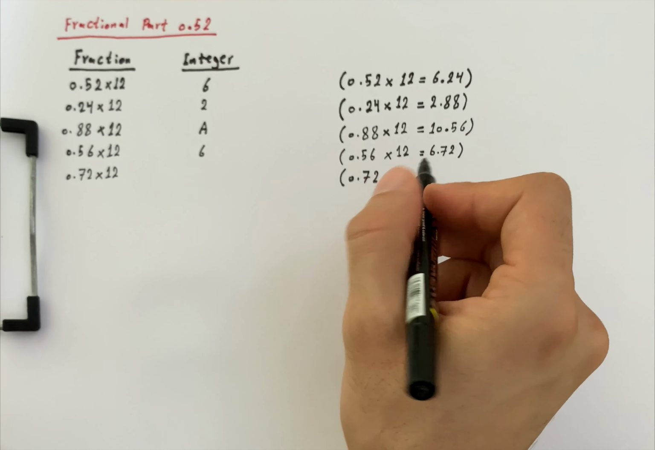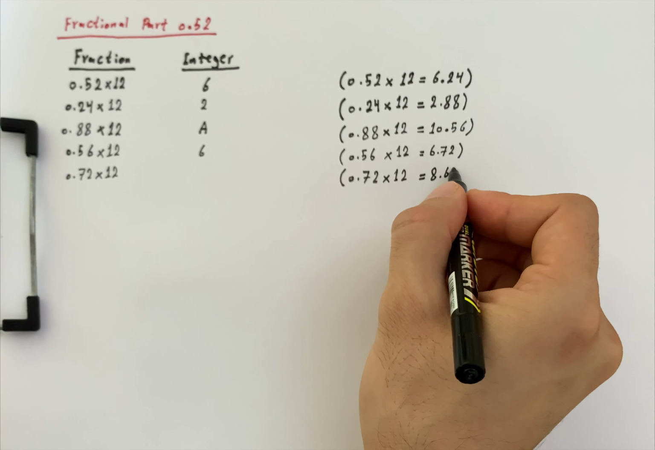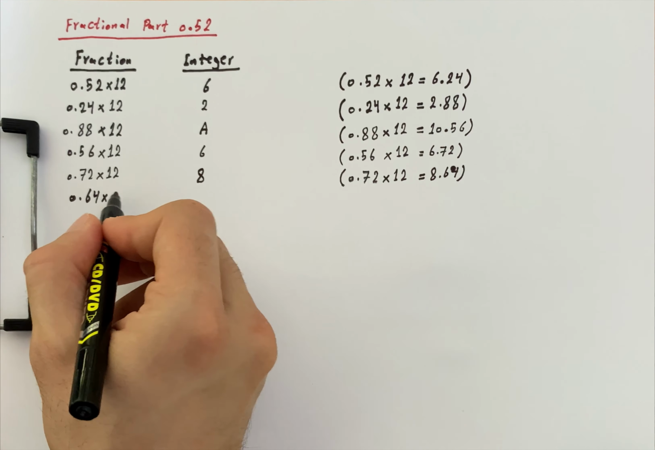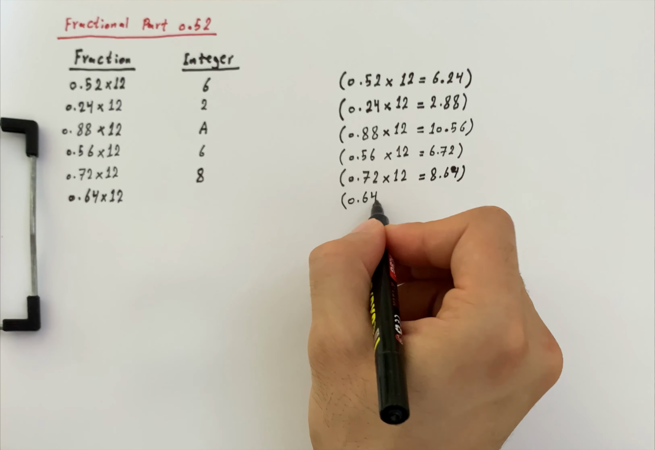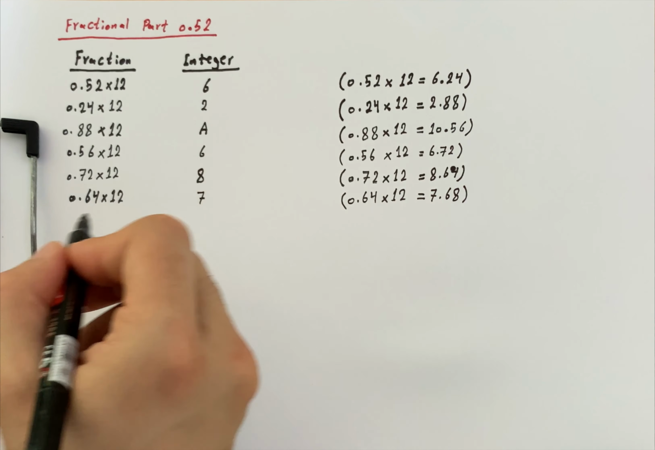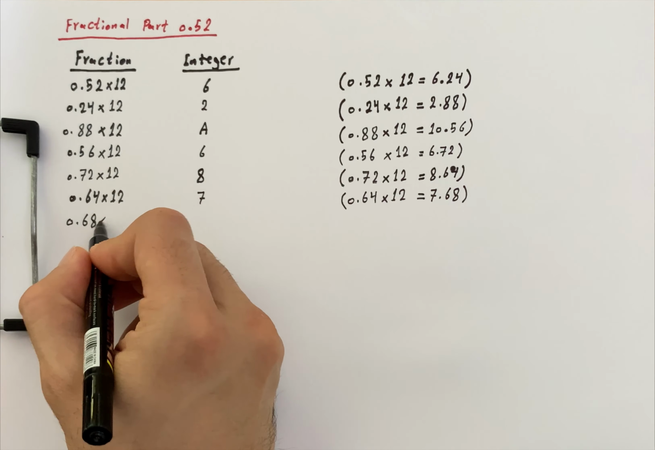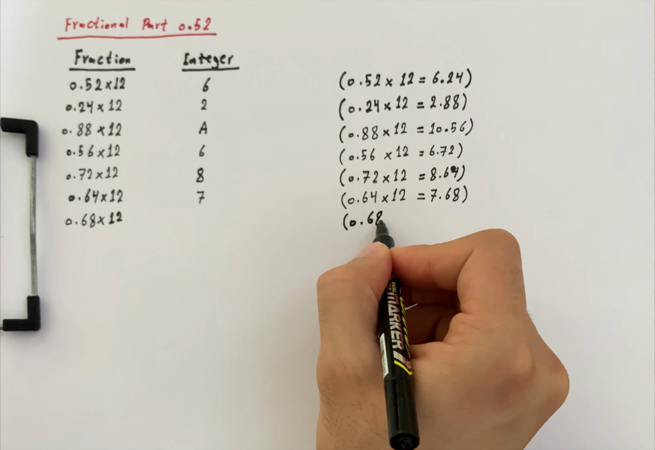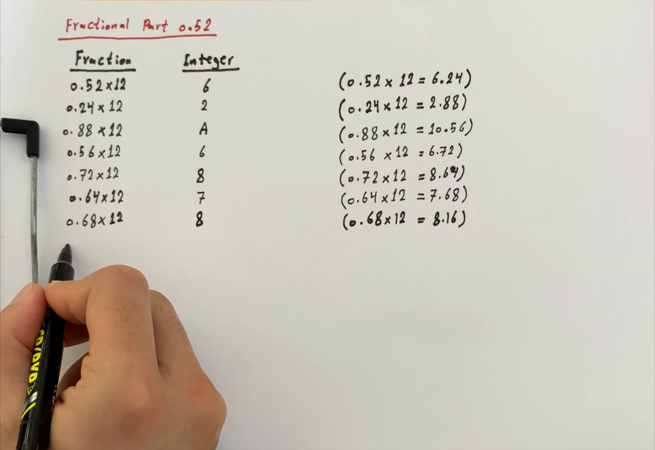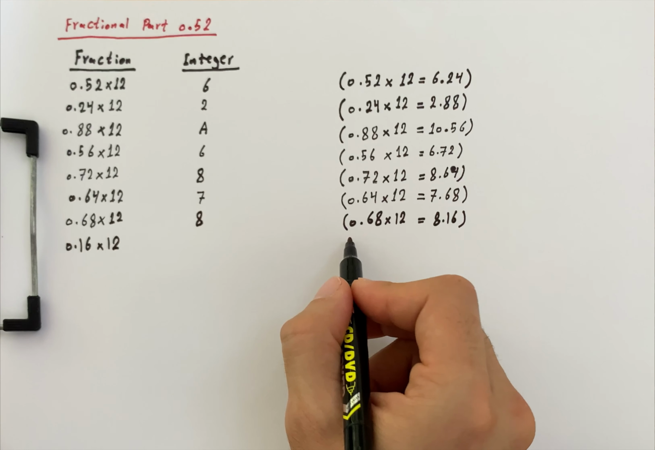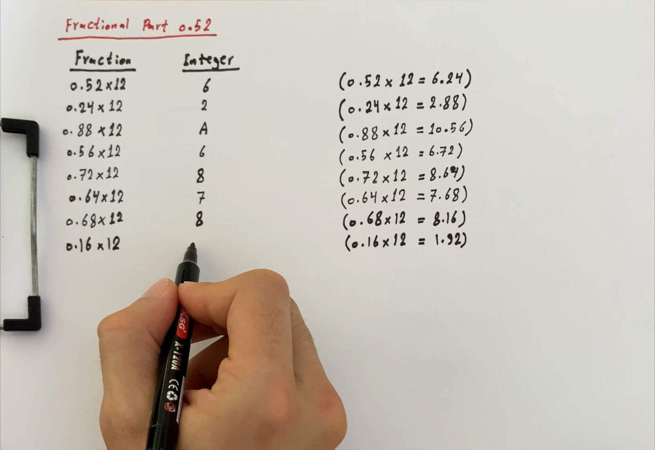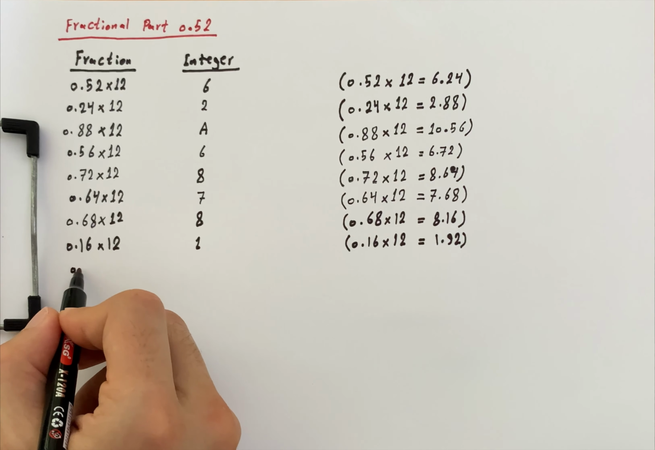Multiply the number 0.72 by the base 12 equal to 8.64. So the integer part is 8 and the fractional part is 0.64. Then multiply the number 0.64 by the base 12 equal to 7.68. So the integer part is 7 and the fractional part is 0.68. Multiply the number 0.68 by the base 12 equal to 8.16. So the integer part is 8 and the fractional part is 0.16. Multiply the number 0.16 by the base 12 equal to 1.92. So the integer part is 1 and the fractional part is 0.92.